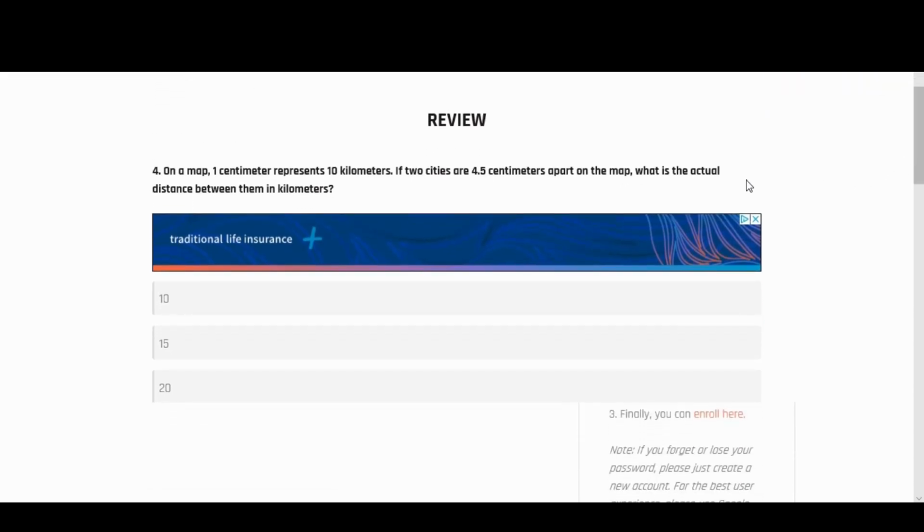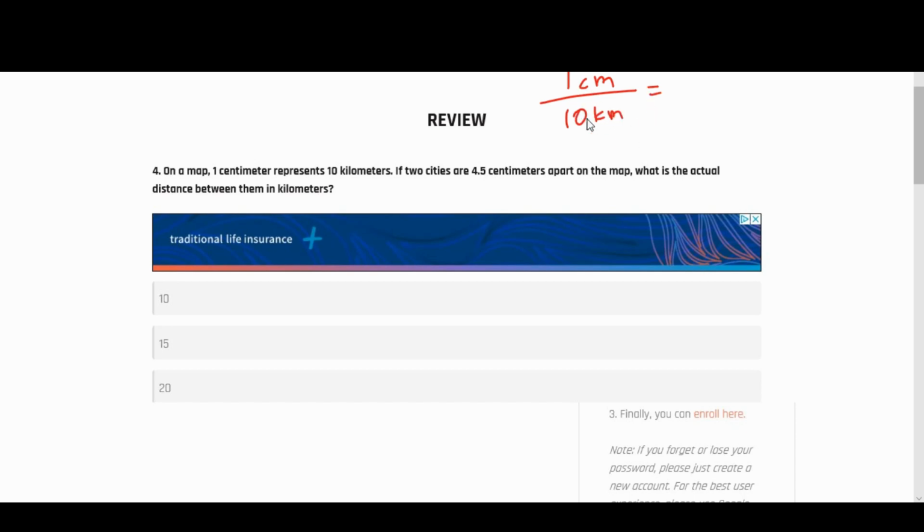Number 4 says, on a map, 1 centimeter represents 10 kilometers. If 2 cities are 4.5 centimeters apart on the map, what is the actual distance between them in kilometers? So to solve this problem, we're going to have to set up a proportion, and it's going to look like this. 1 centimeter represents 10 kilometers.